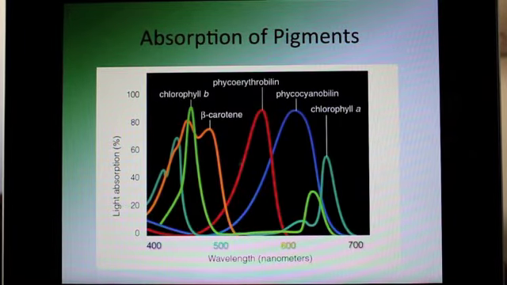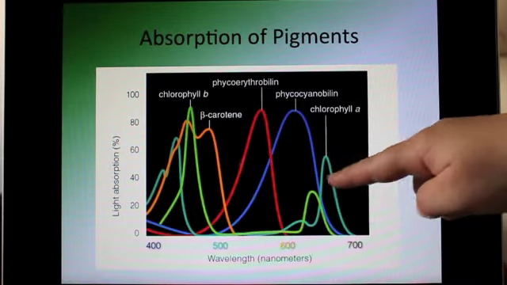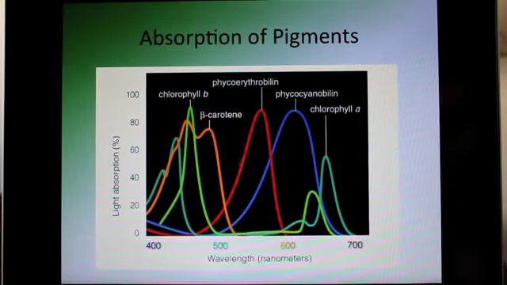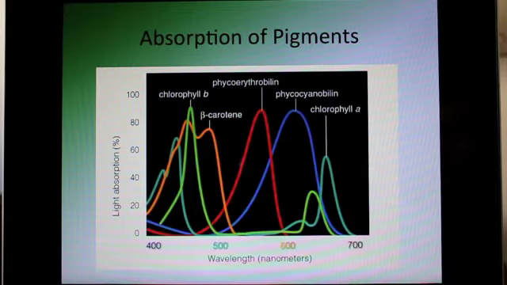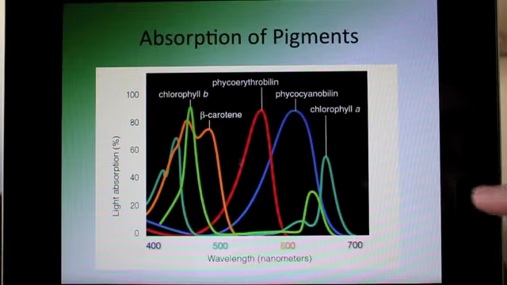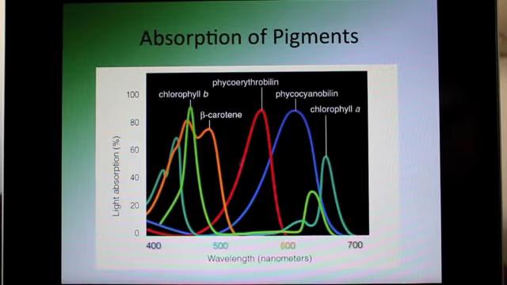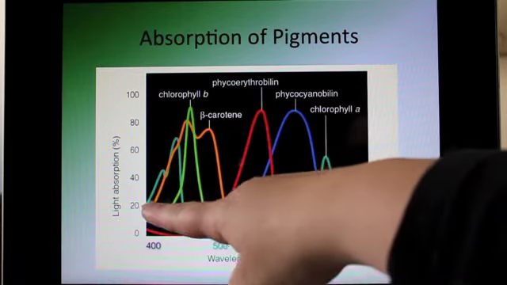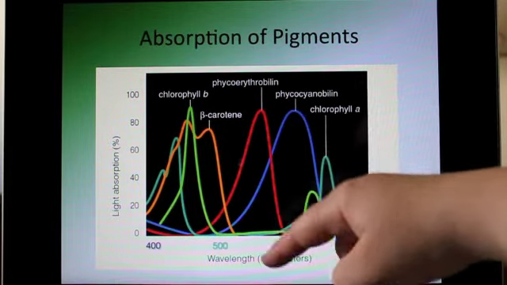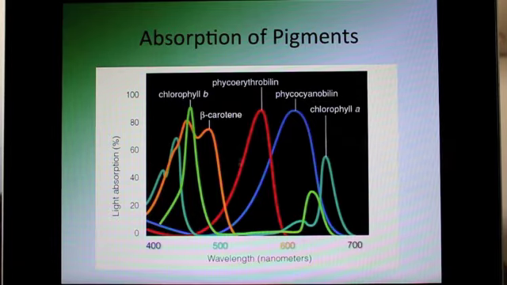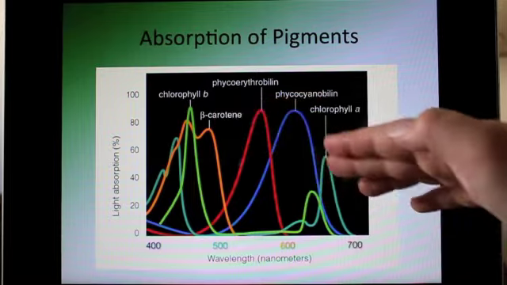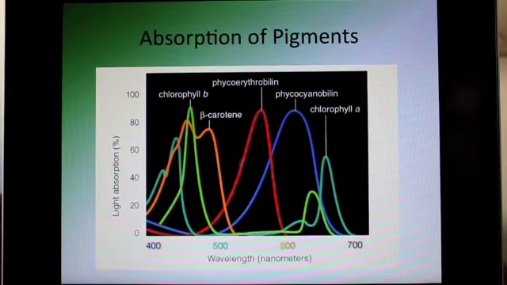So that's the absorption of chlorophyll A, as we said, in the purple and in the red. This shows you some other common pigments. For example, beta carotene, that makes the orange leaves in the winter, absorbs in the violet and more into the green part of the spectrum. The phycoerythrobilin absorbs mainly in the yellow area of the spectrum. So you can see if a plant had all of these pigments, it could absorb in pretty much all of the wavelengths of light.